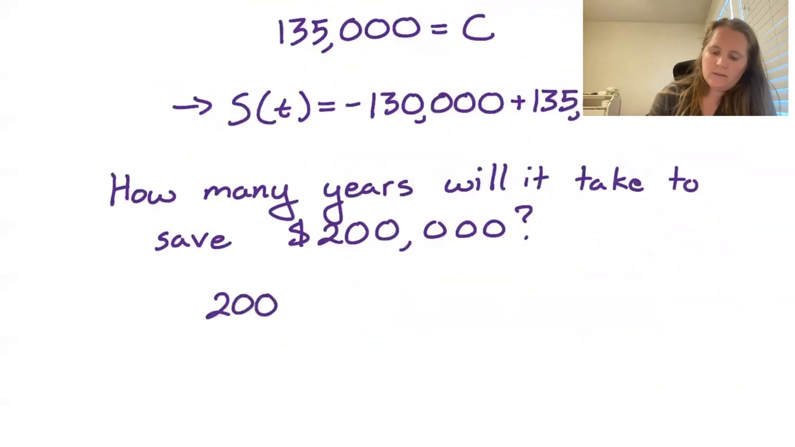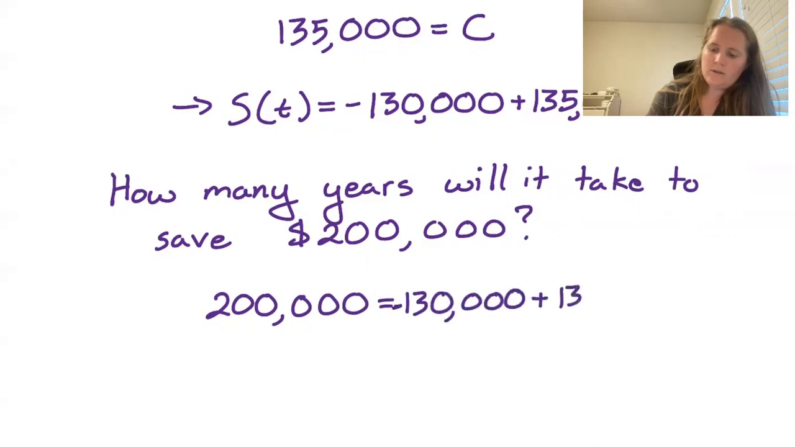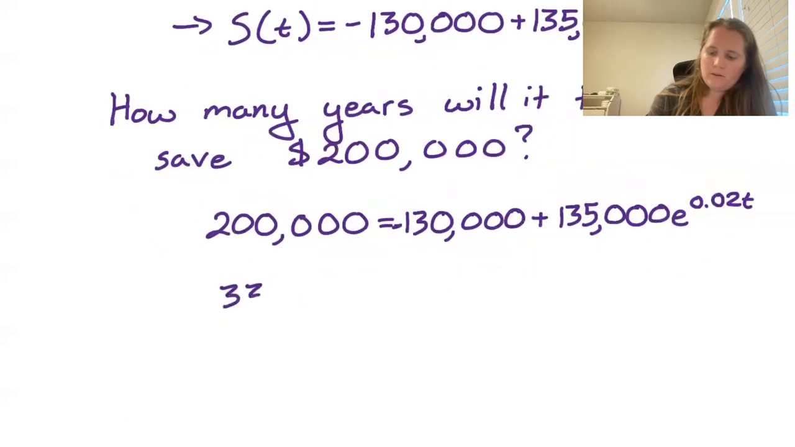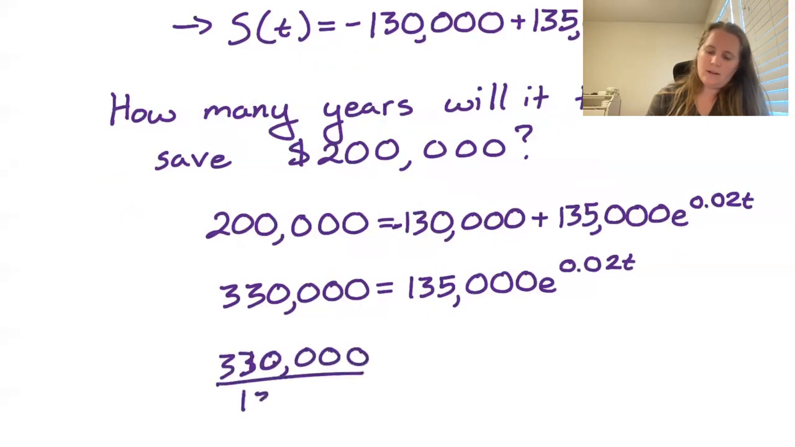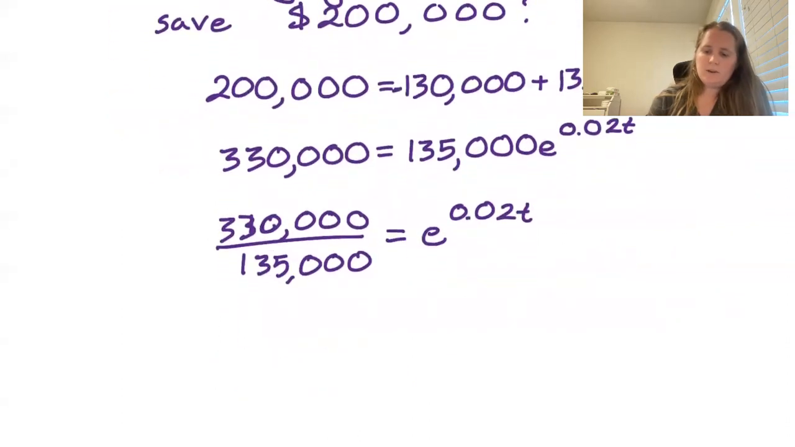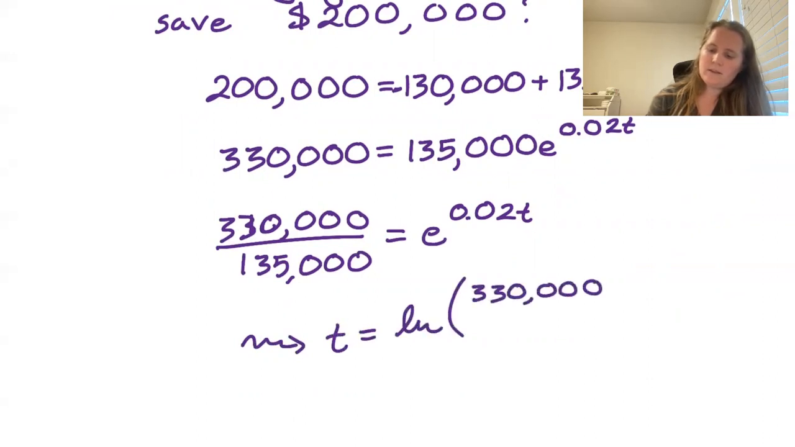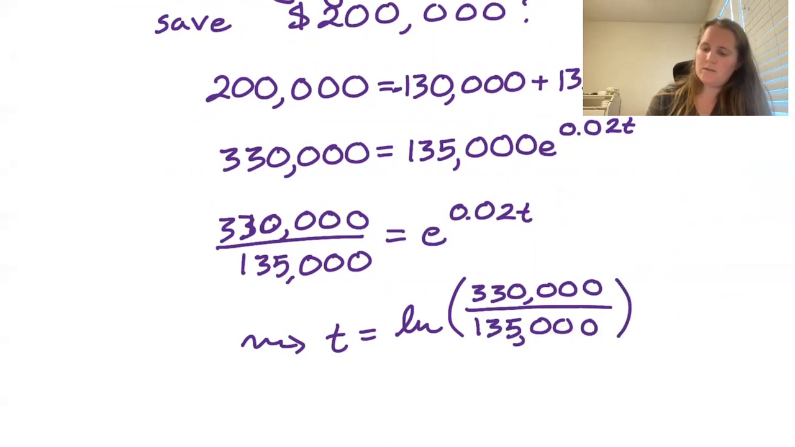Well, we have 200,000. Is that equal to negative 130,000 plus 135,000 e to the 0.02t? And solving that, we have 330,000 is equal to 135,000 e to the 0.02t, or 330,000 divided by 135,000 is equal to e to the 0.02t. This winds up giving us that t is equal to the natural log of 330,000 divided by 135,000, and then that whole thing divided by 0.02.